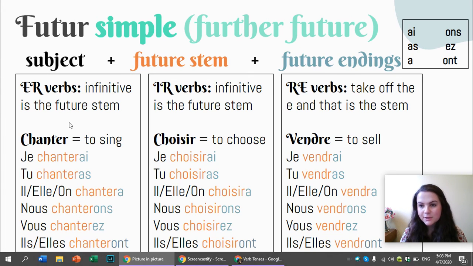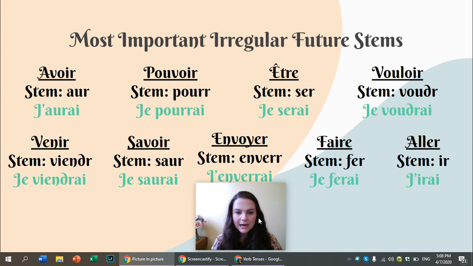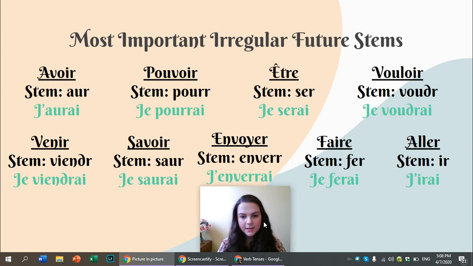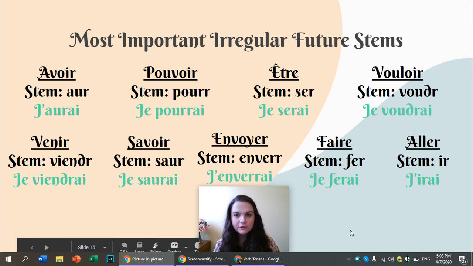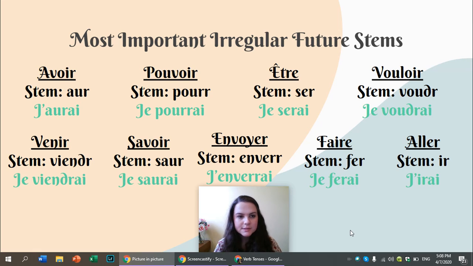All right, let's look at some irregular verbs because it's French. Of course, there have to be a ton of irregular verbs for the future. These are just the most commonly used ones. There are probably a ton more irregular future stems, but these are just the most high frequency ones. So I've listed here the infinitive of the verb, what the verb is, and then the future stem, and then I've just given you an example in the je form of the verb being used in the future. So obviously you just take that stem and add on those same future endings, and then you have it in the future.